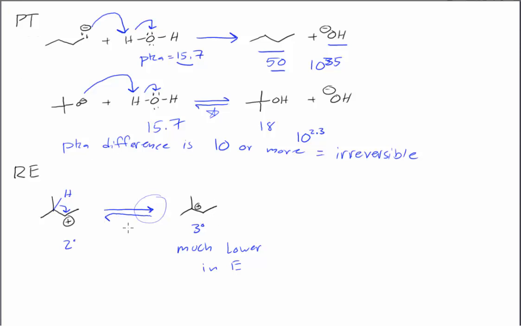So I'm going to erase that second arrow. It is not reversible. Just about all carbocation rearrangements are going to be irreversible, requiring just one arrow pointing towards the products.